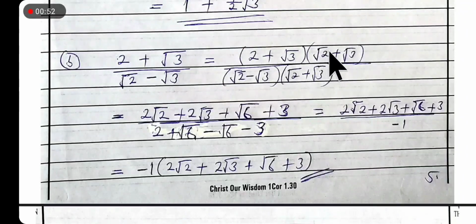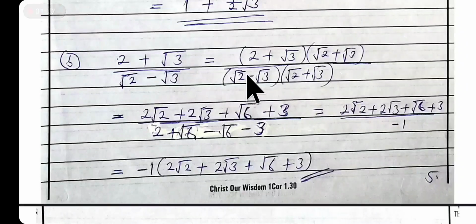Okay, so if you open this bracket, 2 times root 2 will give us 2 root 2, and 2 times root 3 will give us 2 root 3. We are done with these two. Then root 3 times root 2 will give us root 6, plus 3 times 2 is 6. All right, and then root 3 times root 3 will give us 3. Why is it 3? Because 3 times 3 is 9, and then the root of 9 is 3.